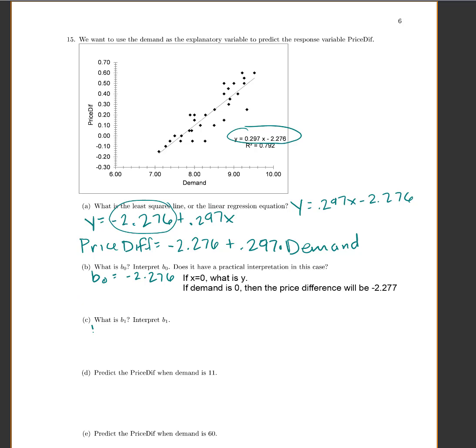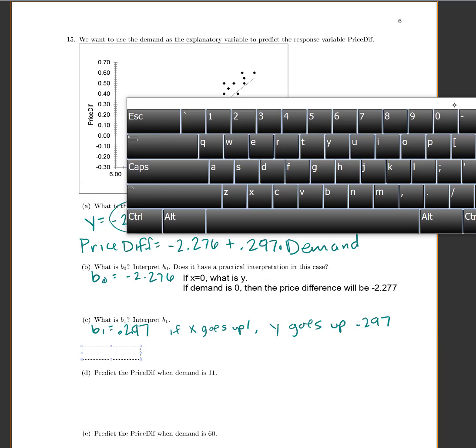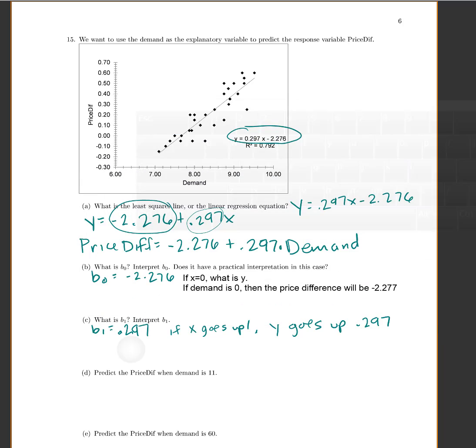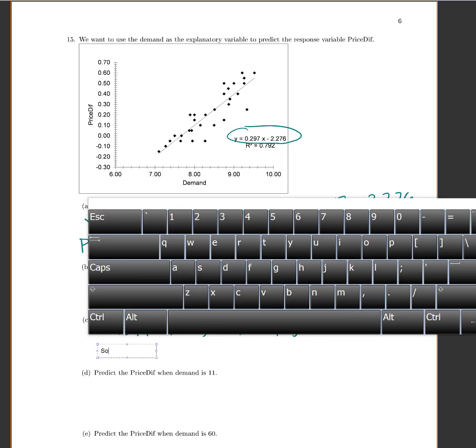What is B1? B1 stands for your slope, which is always the number attached to the x, so 0.297. And this says if x goes up 1, y goes up 0.297. So if demand goes up by 1, we expect the price difference to go up by 0.297.